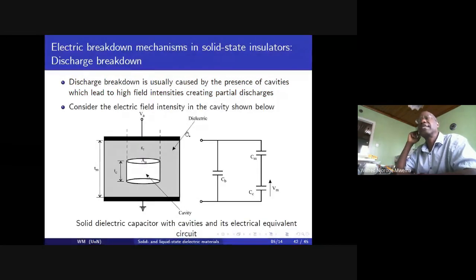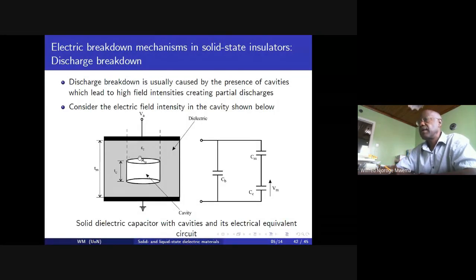We consider an electric field intensity in the cavity as shown here. We have a cavity in the form of a cylindrical cavity, and here the rest is the solid. This is placed in a parallel plate capacitor, and therefore we can model this in terms of the body capacitor, and we also have CM and CC, which are the capacitance values of the cavity and the rest of the dielectric material.